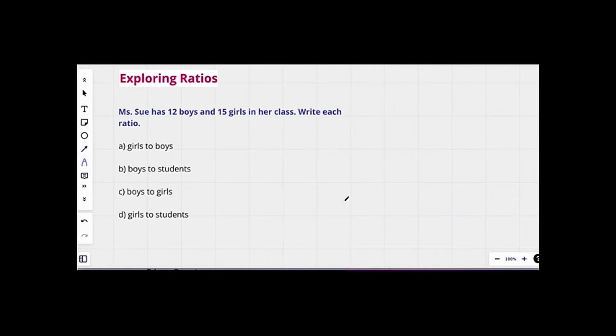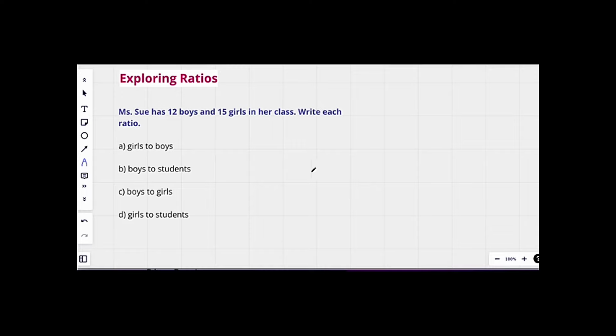Now let's try a word problem. So our word problem says, Miss Sue has 12 boys and 15 girls in her class. Write each ratio for each of these. So we're going to look at girls to boys, boys to students, boys to girls, and girls to students. Perfect. So we've got some part-to-part ratios and some part-to-whole ratios.